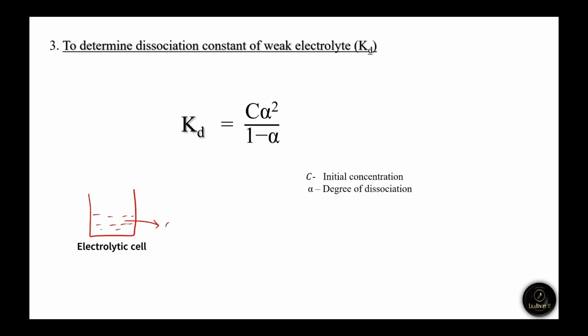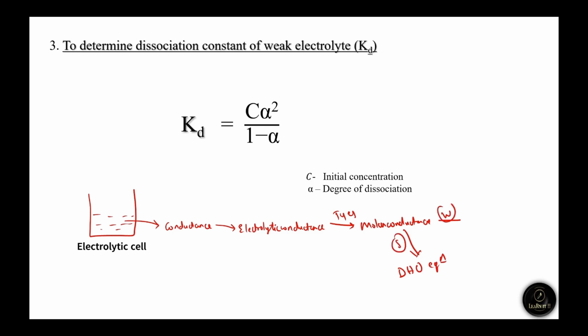Within that we are looking at the conductance. Within that we are looking at the electrolytic conductance. Within that we are looking at the types. In that this is molar conductance. For strong electrolyte it applies Debye-Huckel-Onsager's equation, but for weak electrolytes we are applying Kohlrausch's law. So we are here.